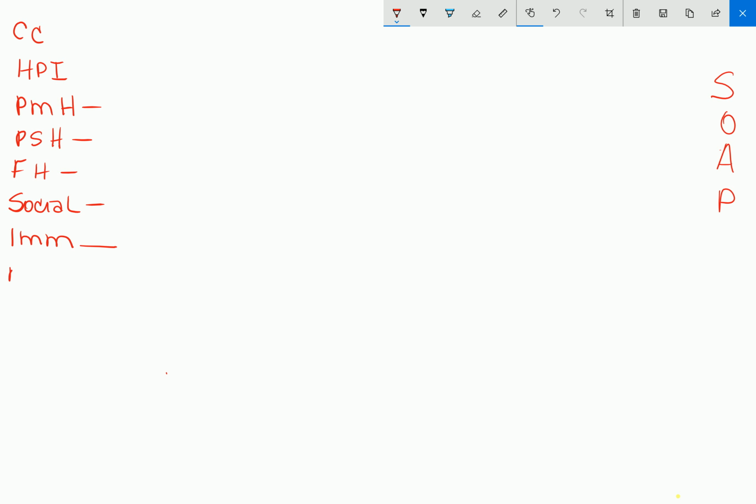Now I want to know what medications they take. And I want to know what medications, even herbals, over-the-counters, vitamins, I need to know all of that stuff. And do you have any allergies to food or medicine? Or latex? So I want to know about all the allergies the patient has. Now, the last piece of the S is the review of systems.